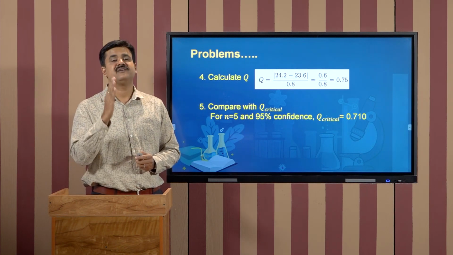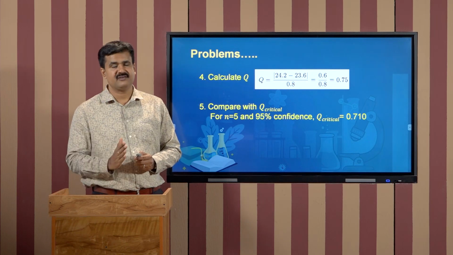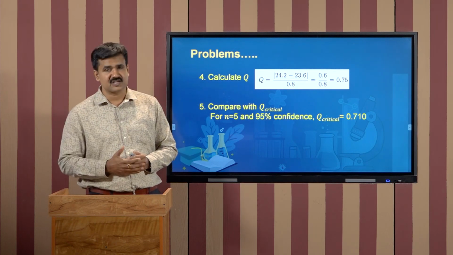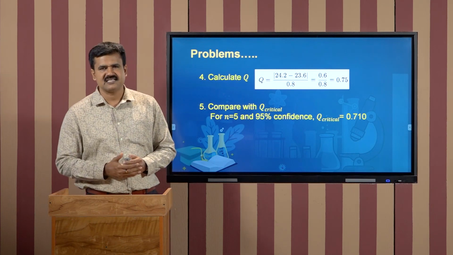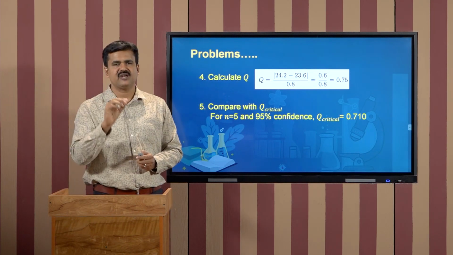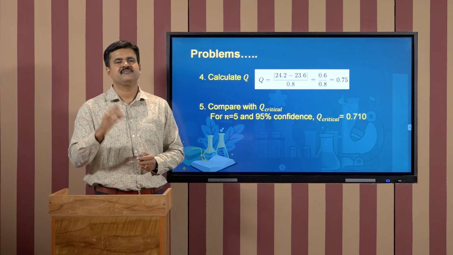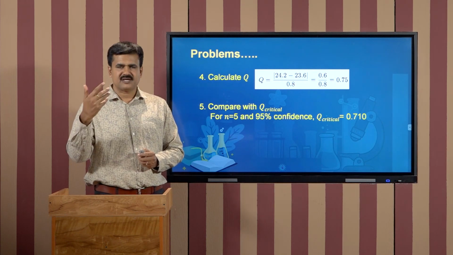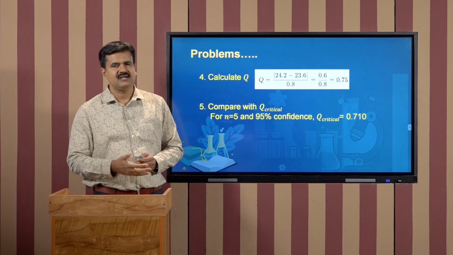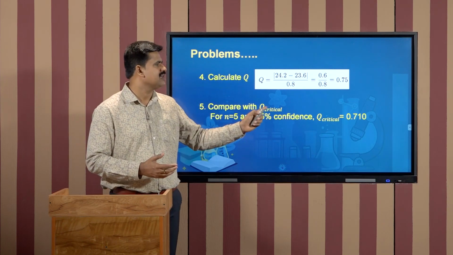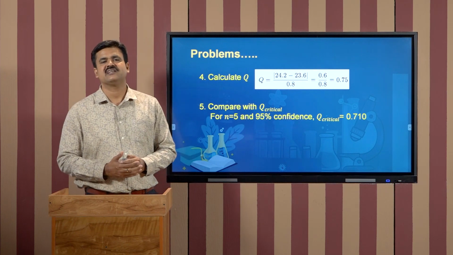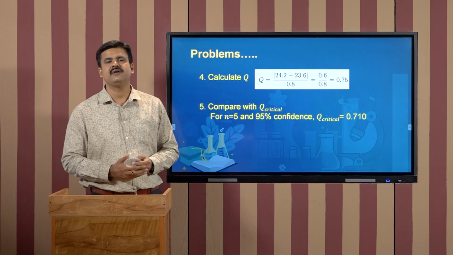Now, you have to compare this calculated Q value with the critical Q value from the table. For this, fix n equal to 5 because you took 5 measurements, and the confidence level as usual we fix it as 95%, and you can pick the Q value from the Q table that is available. Similar to a logarithm table, it is available. So, you can fix the Q critical. For the present problem, I gave you the critical Q value, that is 0.710.